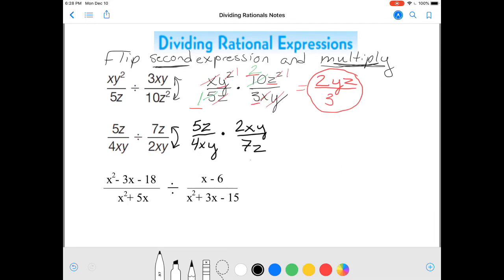Now we can go ahead and cancel out our common factors between the numerator and the denominator again. So we have a z that we can cancel, we have x and y that we can cancel, and then 2 and 4 share the common factor of 2. So those can be canceled as well and simplified.